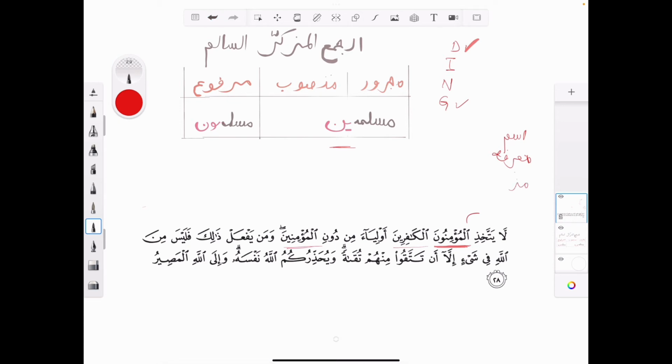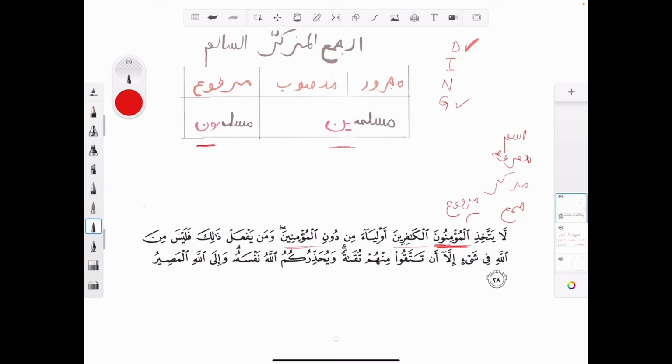Then we ask, is this singular, dual, or plural? Well, we know it's a plural, so that's a jama. And the final thing we need to work out is i'rab. So it's mu'minuna, like muslimuna. So then we know that it's going to be marfu.